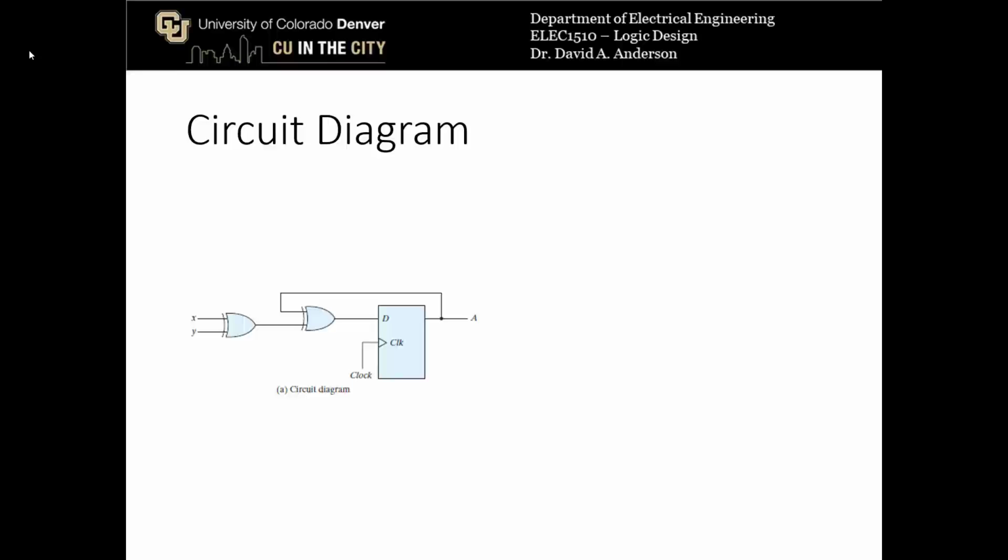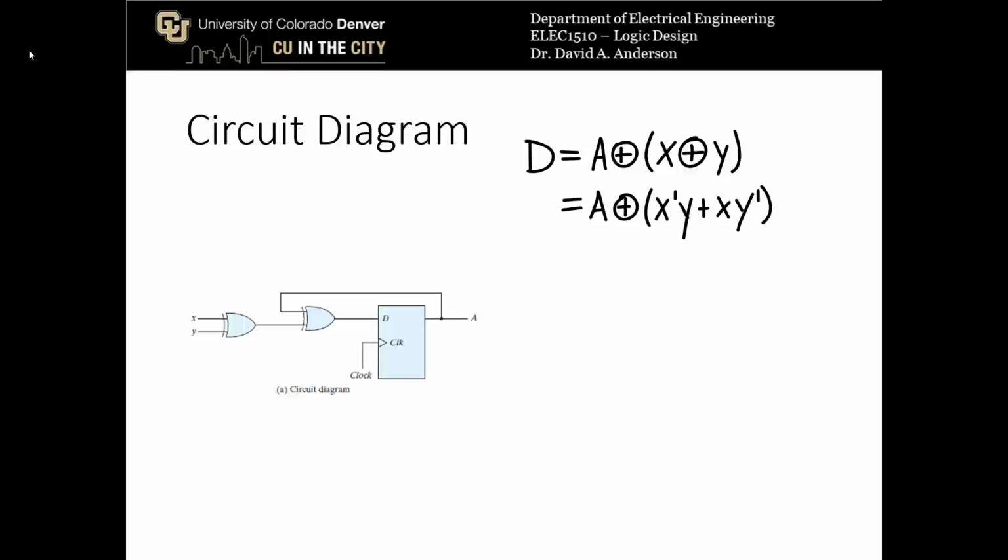What we want to do is actually determine the logical equation for D to figure out what the next state is as a function of the inputs and the current state A. So D, as an unsimplified logical function, is A exclusive or (X exclusive or Y), which we can rewrite as A exclusive or (X'Y or XY'), which then becomes A'(X'Y or XY') or A(X'Y or XY')'.